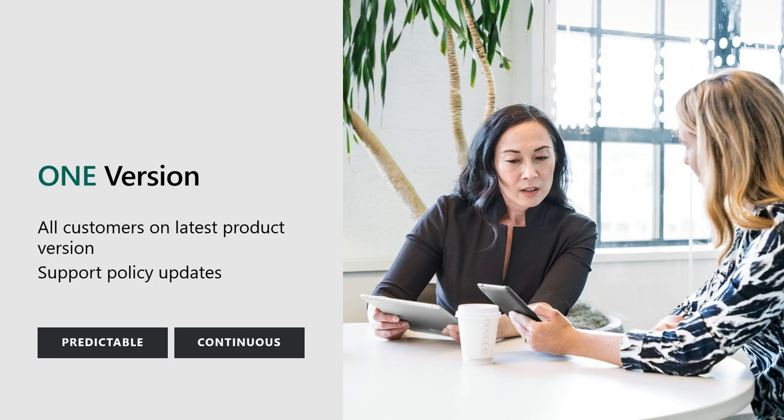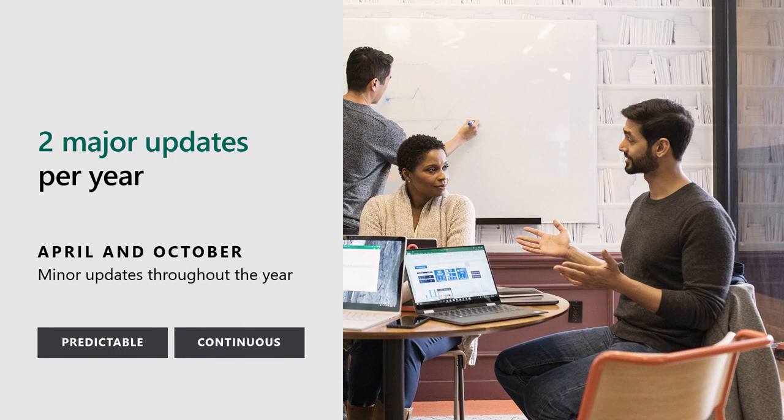And with one version comes the two major updates per year, one in April, another in October. So the upcoming one in October is going to be known as the autumn update. You might have heard of it as spring and fall update last year. The upcoming one is going to be autumn update. And there are going to be minor updates throughout the year.